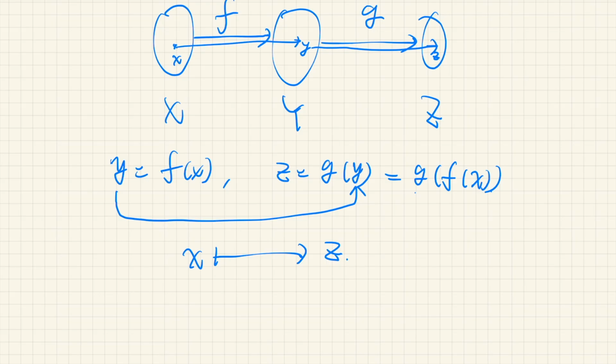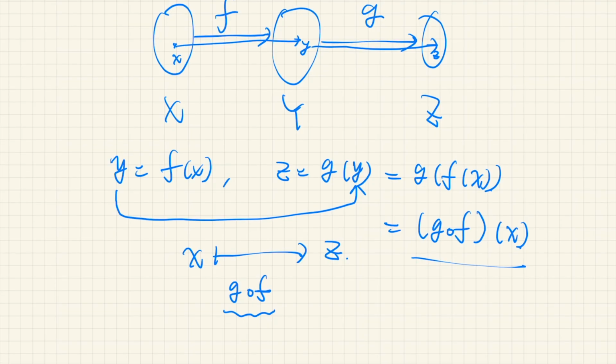So this new map is called the composition of g and f, and we write it as g after f. So this is a new map. Okay. So g after f of x is the new map.